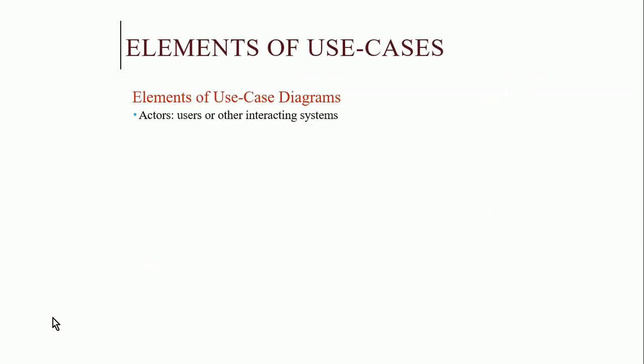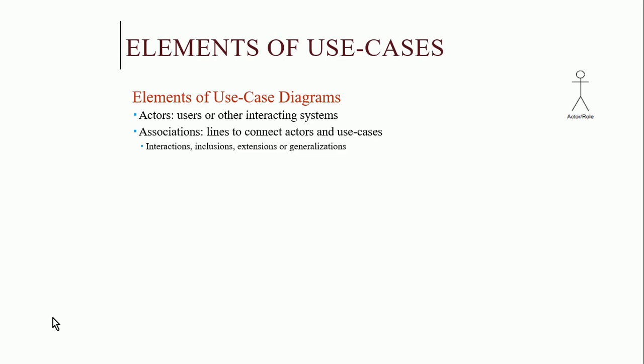So first, the elements of a use case diagram. Use case diagrams typically will include actors. These are the users or anything else that's interacting with the system. It doesn't necessarily have to be people. Actors can also be other systems, for example. And the symbol, again, I just took this from the UML standard, but that's the symbol for an actor. Associations are lines to connect actors to use cases. As you can see here, just a simple line.